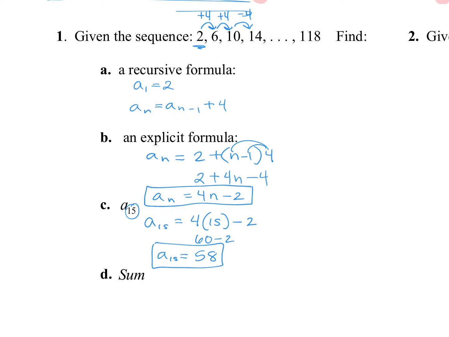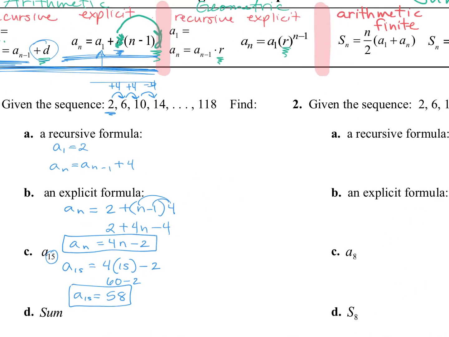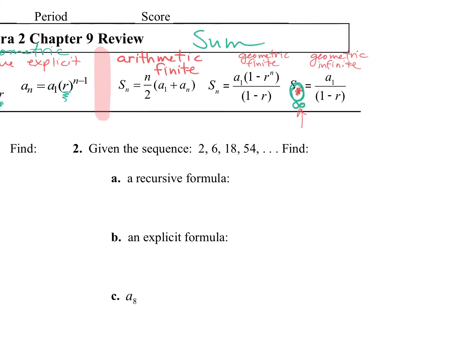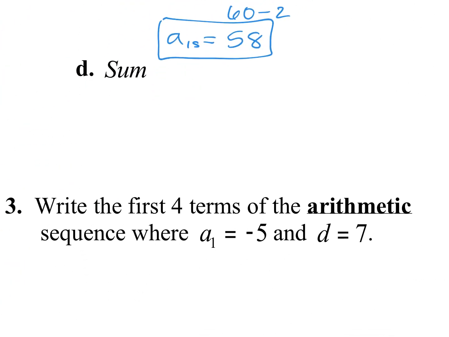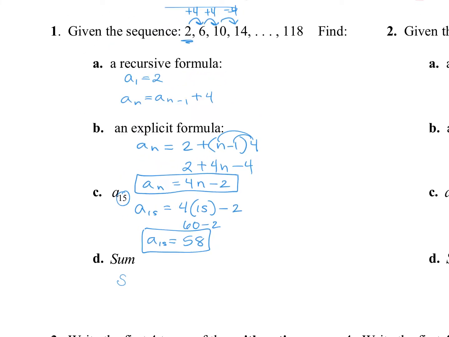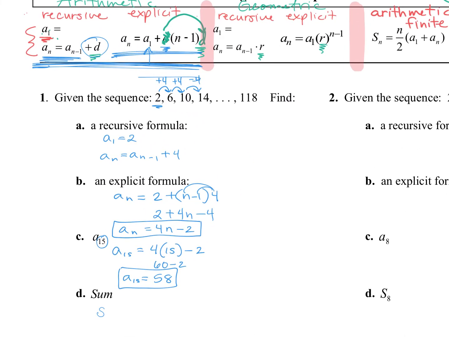Then it asks you for the sum. Which formula are you using for that? First, second, or third? First. The first. It's arithmetic, right? We're adding. So you're going to use that first formula. So it's going to be the sum. Do you know what n is right now? We don't know what n is, but we can find it pretty quickly. How do we find it?